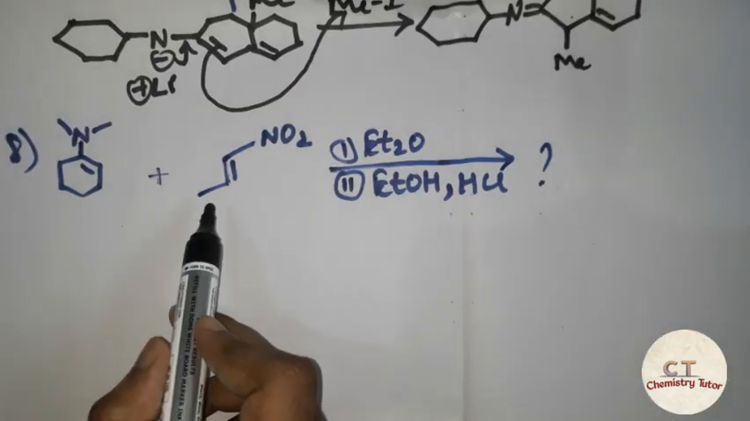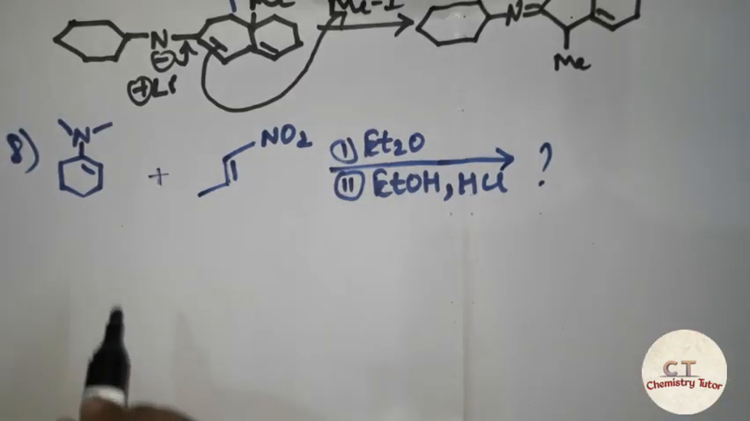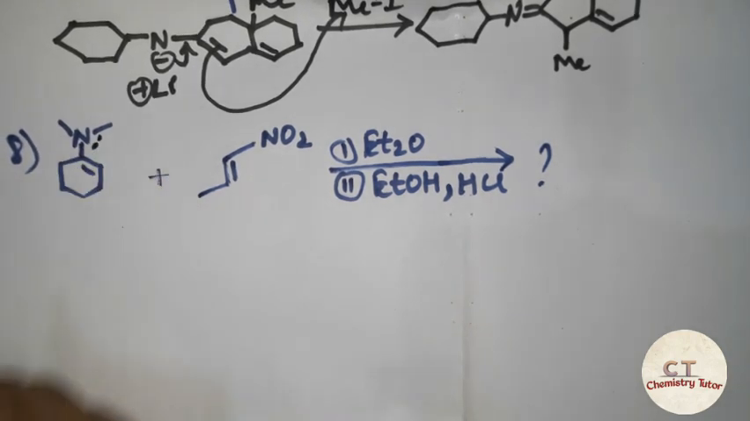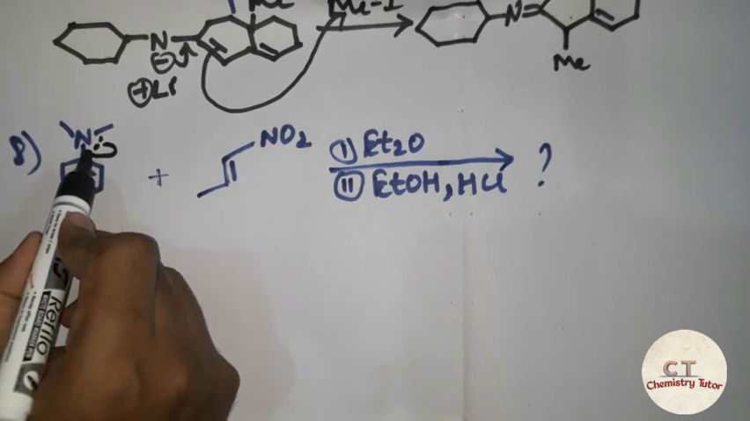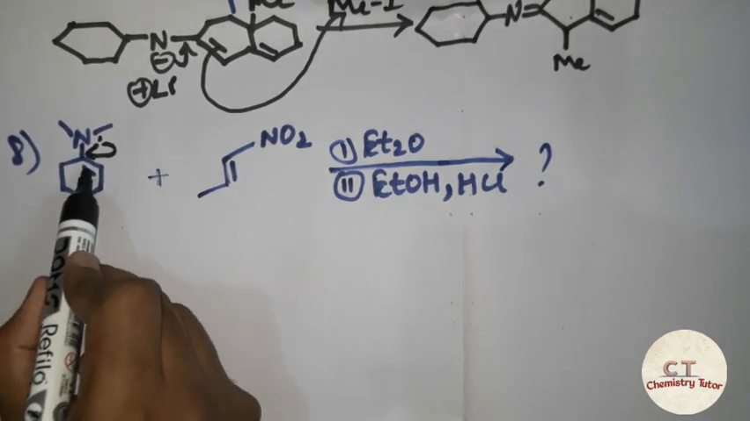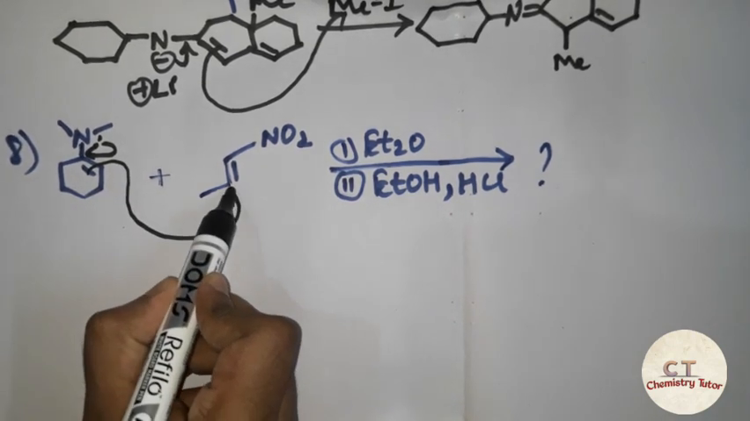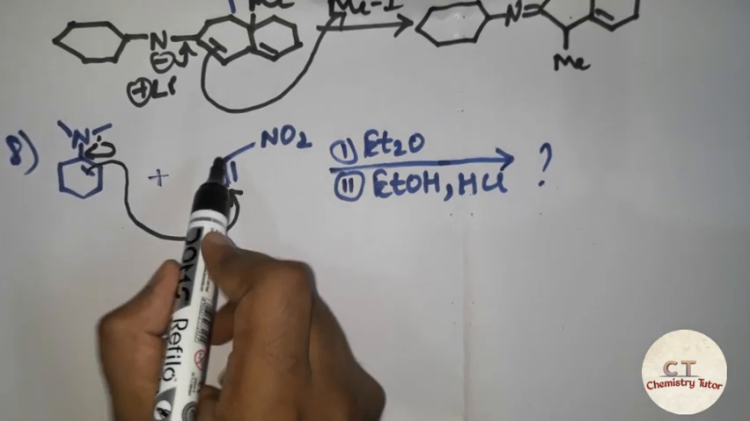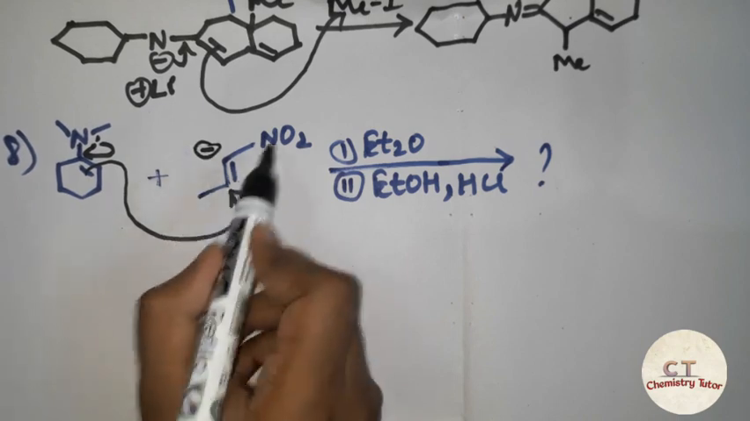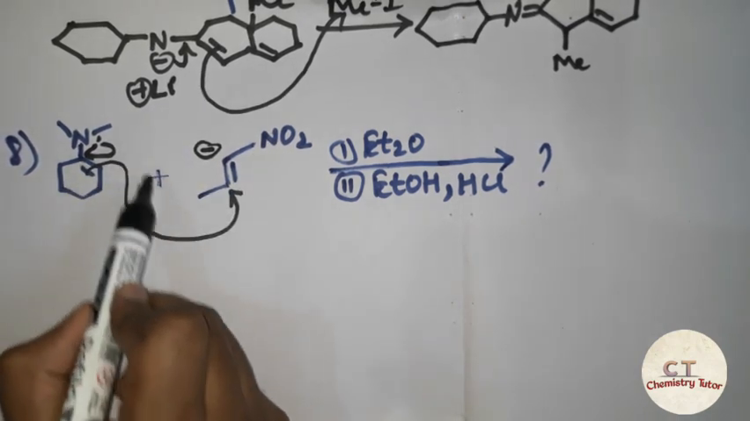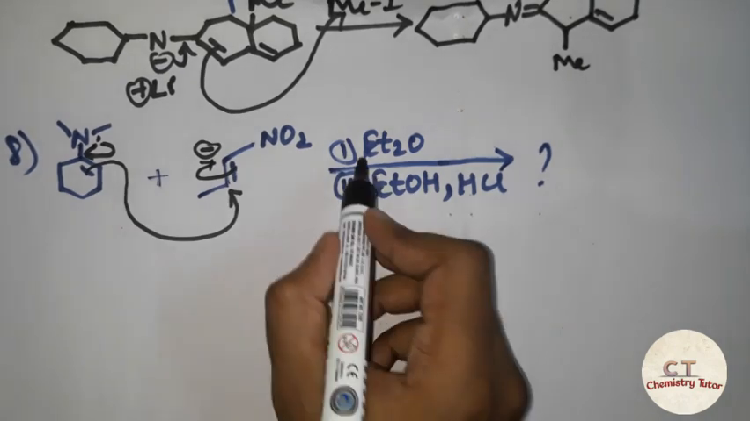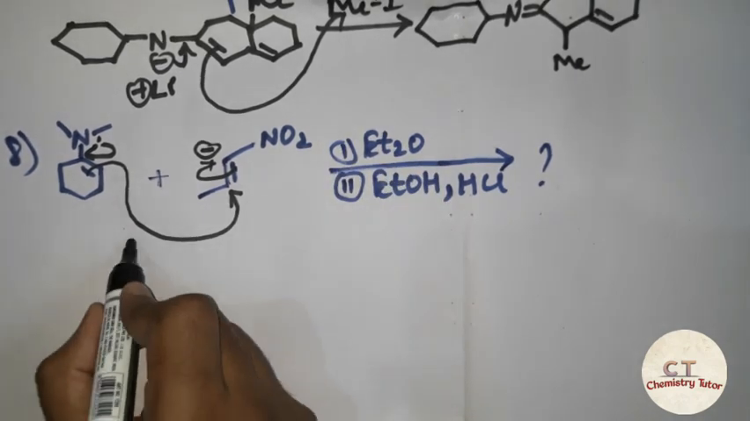Now in this problem, what will be the product? So first of all, the lone pair on this nitrogen atom is going to come here and this double bond is now going to attack here. Why? Because this is an electron withdrawing group, right? So if there is a negative charge over here, then it will be stabilized. So this comes here and thus a negative charge is formed here, in presence of the ether.